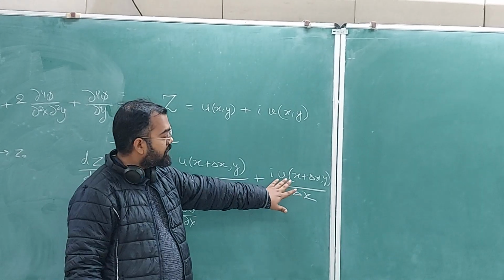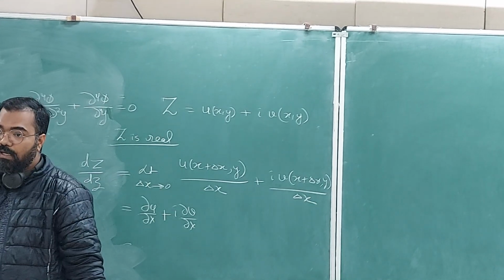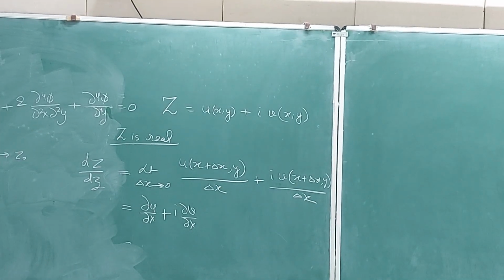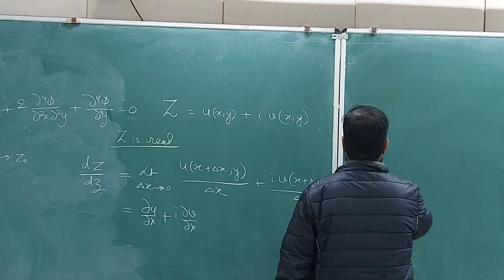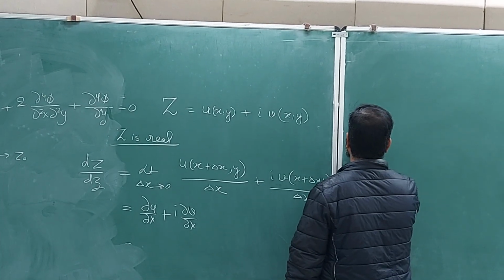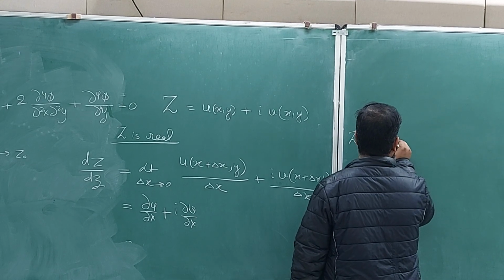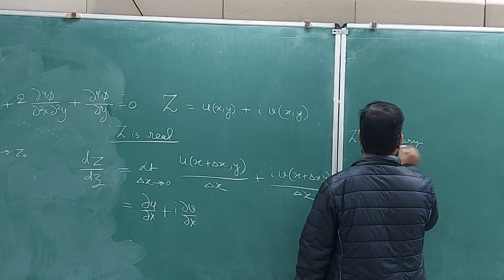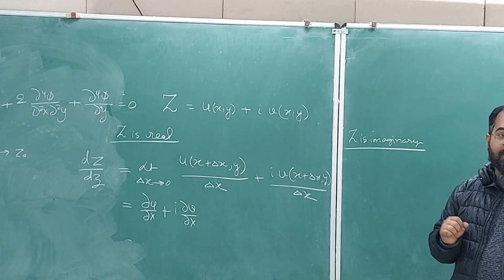You can have some I somewhere so that it becomes I square, so then that will become real. So we don't know that. Okay. Similarly, now if we imagine z to be imaginary and do the same exercise, we come to the conclusion.